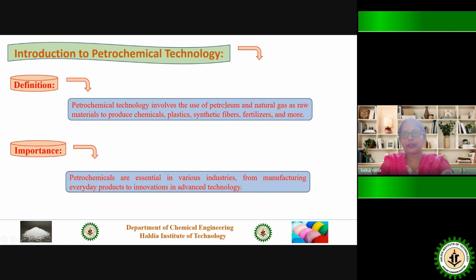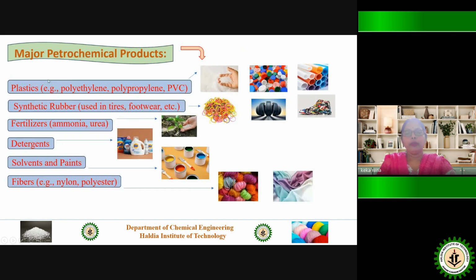And from this petroleum, after the refining process, we get different components. Among them there is naphtha, which is a major feedstock for the petrochemical industry. Now, what is the importance? Petrochemicals are essential in various industries, from manufacturing everyday products to innovations in advanced technology. Before we discuss their processes, we must know about the major petrochemical products.